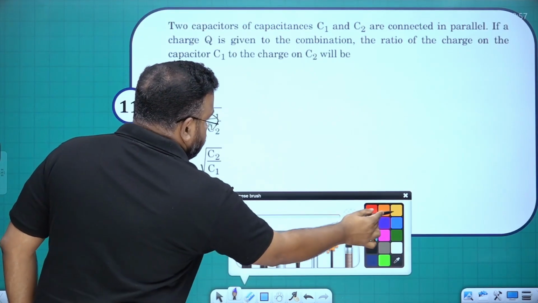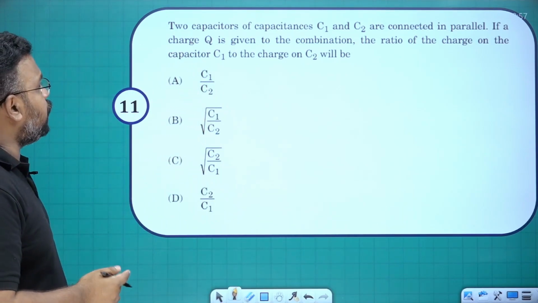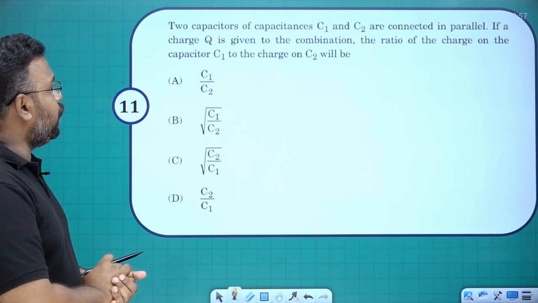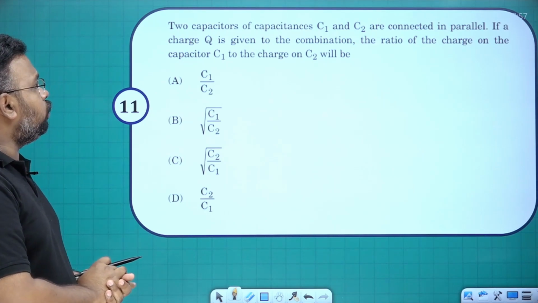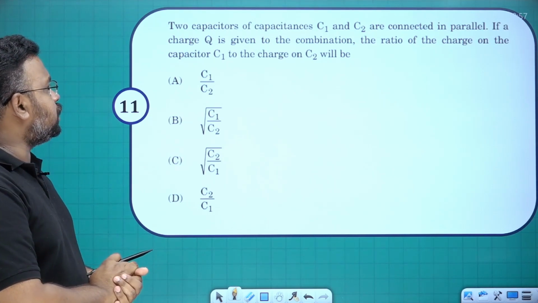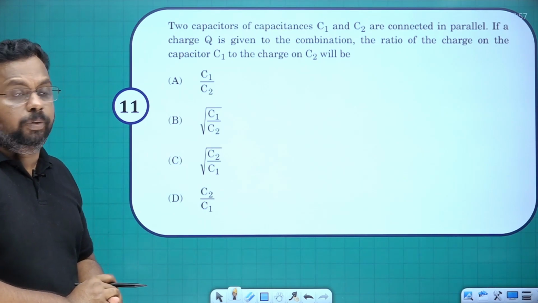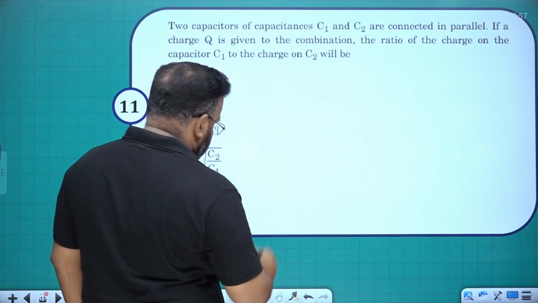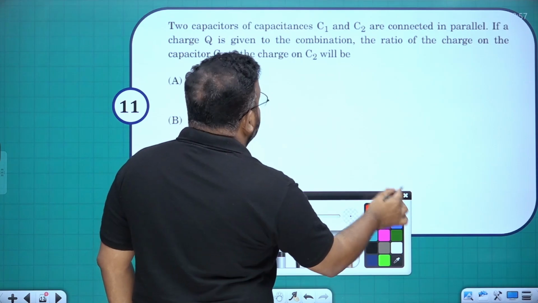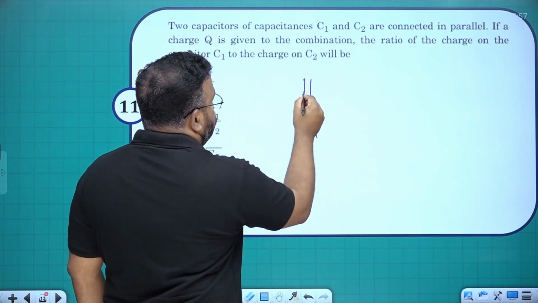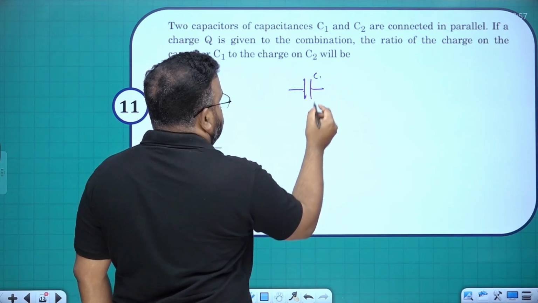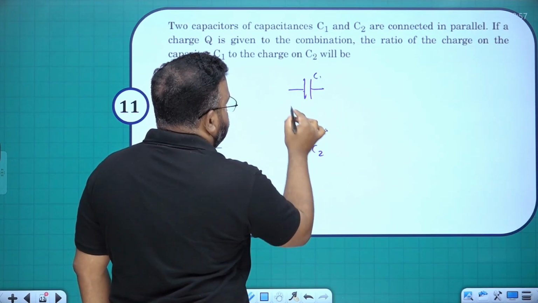Question number 11. Two capacitors of capacitance C1 and C2 are connected in parallel. If a charge Q is given to the combination, the ratio of the charge on the capacitor C1 to the charge on C2 will be? So what is the situation here? You can check. There are two capacitors. This is C1 and this is C2. C1 and C2.